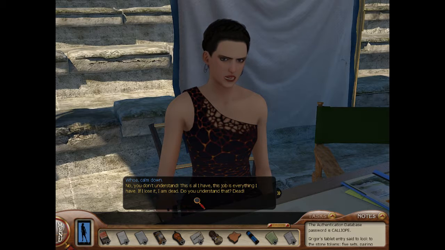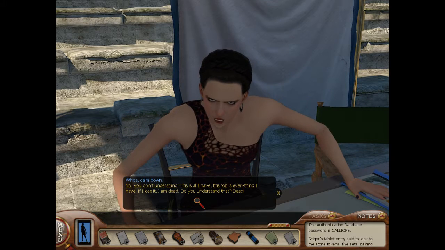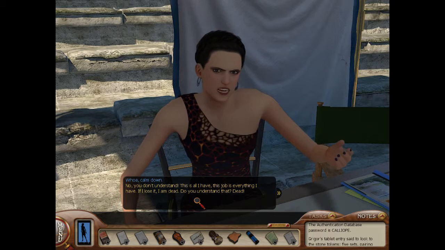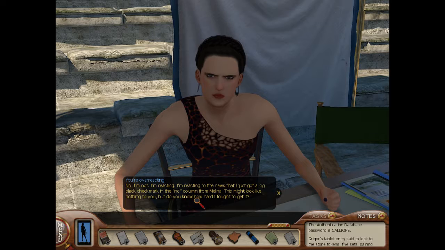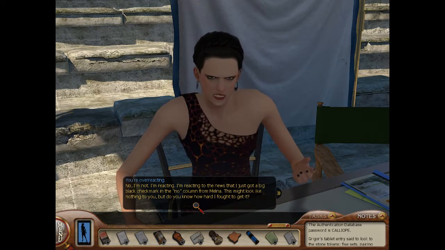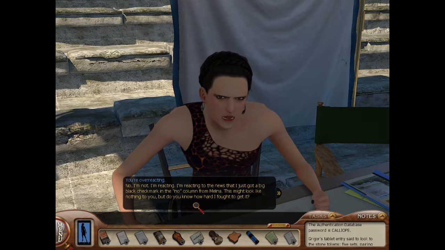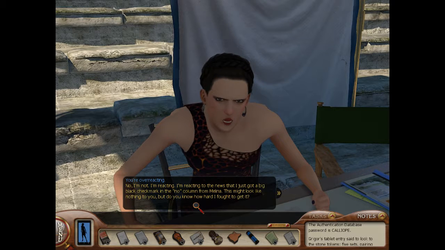No, you don't understand. This is all I have. This job is everything I have. If I lose it, I am dead. Do you understand that? Dead! You're overreacting. No, I'm not. I'm reacting. I'm reacting to the news that I just got a big black check mark in the no column from Melina. This might look like nothing to you, but do you know how hard I fought to get it?